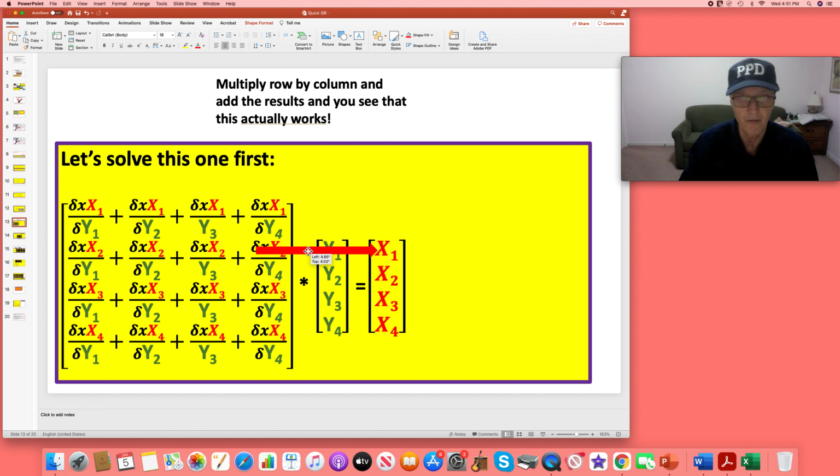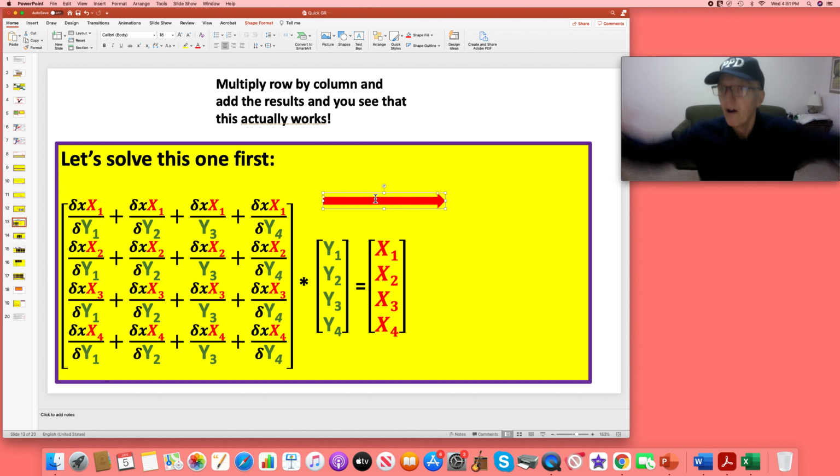Okay, all of them are x1s, not x2s, not x3s, not x4s. So when you do that, you get a little bit of x1 from y1, a little bit of x1 from y2, a little bit, delta x1, from y3, a little bit from y4. And when you add them all together, you get x1. So you've converted y1 into x1. Wow! You made the model do it.